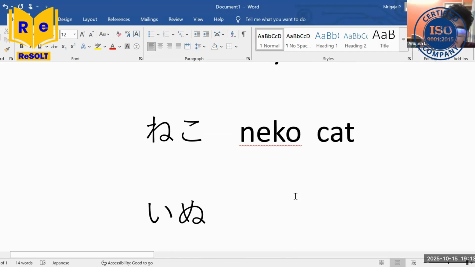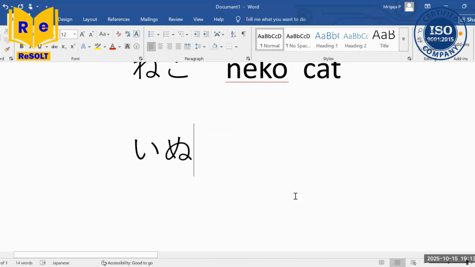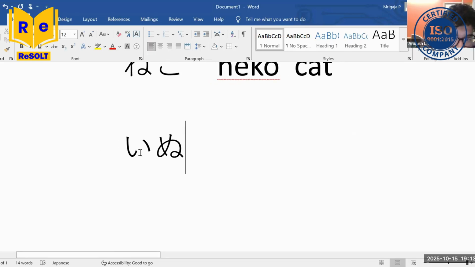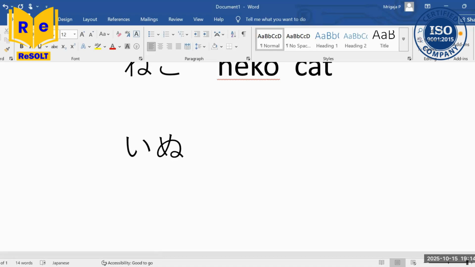Now try the next one. Again, 2 letters, very easy. I think the first one is like "i." Correct. And the second one is "a." No, not "a." What is it? I think it is like "iva." No. It is "nu," N-U. So "inu." Yes, "inu" means dog.